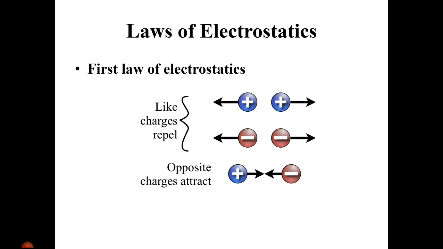Considering the first law of electrostatics, it tells that like charges repel each other and opposite charges attract each other. Here we can see these two are both positive charges, so they are like charges or the same kind of charges, and they will repel each other. You can see that the force acting between them is outward. Similarly, these are two negative charges, so they will repel each other, that is like charges repel each other. Then opposite charges attract each other.